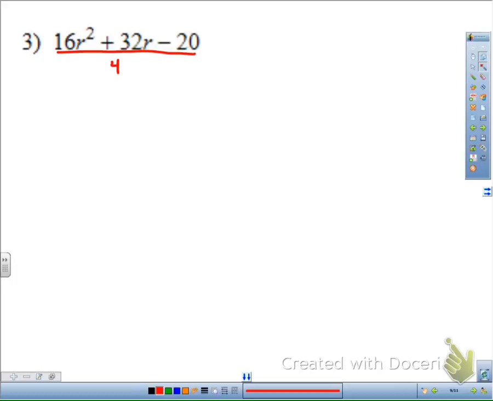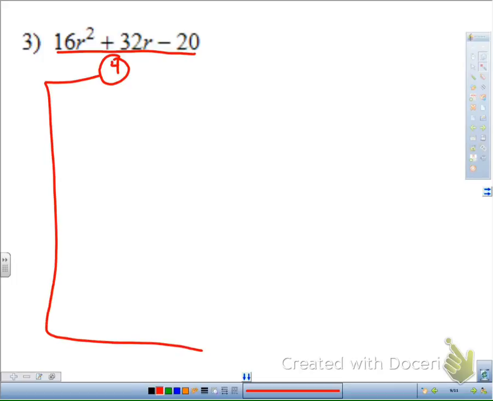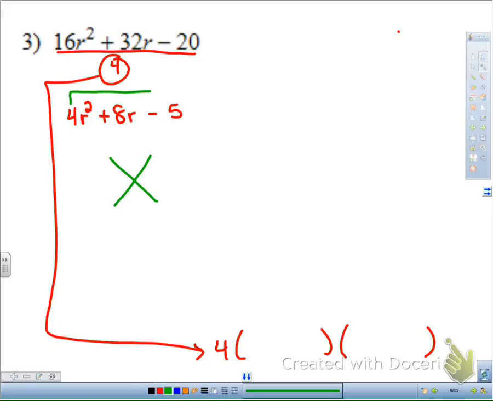So here I go. The 4, do not forget it in your answer. It's not the landing. That's part of the answer. I need to write my new quadratic. So I would have 4r squared plus 8r minus 5... Multiplies to be negative 20, adds up to be 8, and my two magic numbers for this one would be negative 2 and 10. Negative 2 times 10 is negative 20, negative 2 plus 10 is 8.